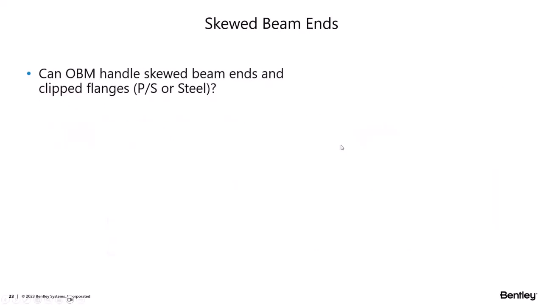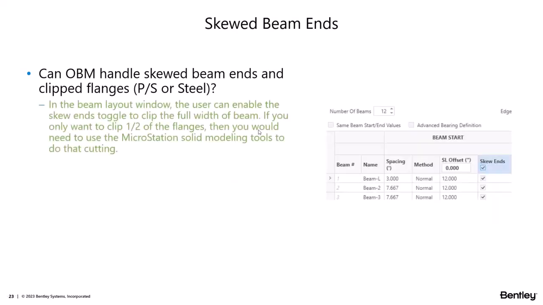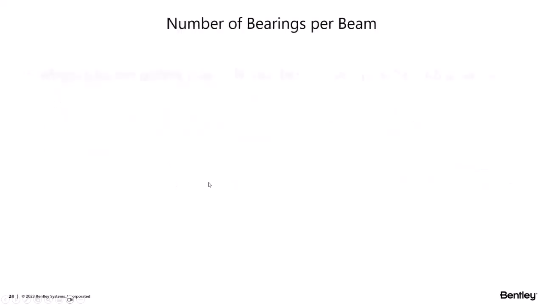Skew beam ends. This one comes up from time to time, depending on the skew at a support. Some agencies may go in there and clip those flanges. So in our beam layout window, you can enable a skew ends toggle here and have us clip the end of the beam for you. Now we're going to do it for the full width of the girder. I have run into a couple of agencies where they may only clip, let's say, an interior flange, but not the exterior one or something. If you want to do half of a flange, a left or a right side, but not both, then you're probably back to the MicroStation modeling tools for now to accomplish that.